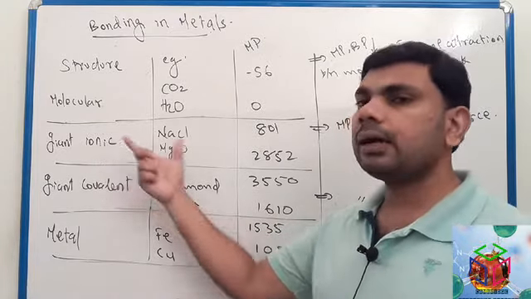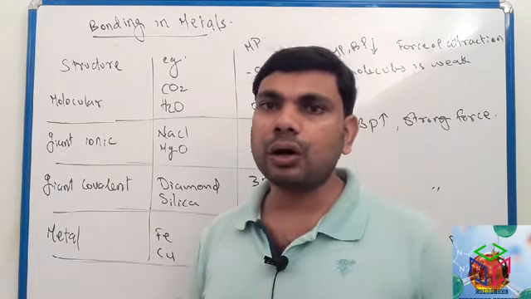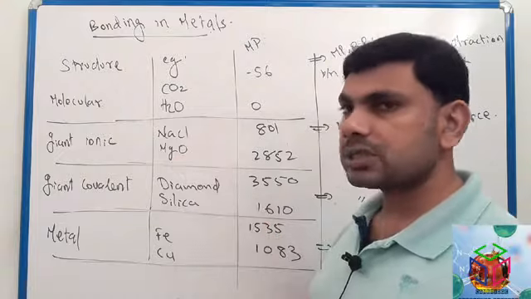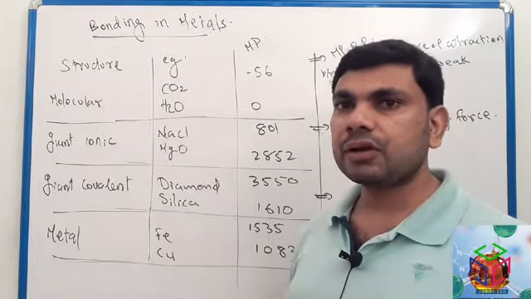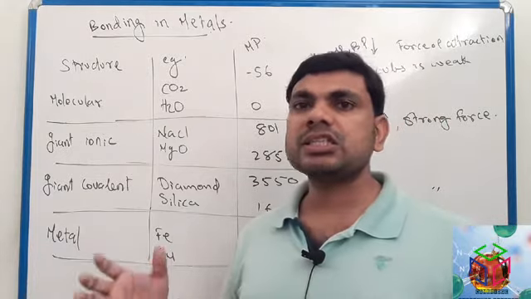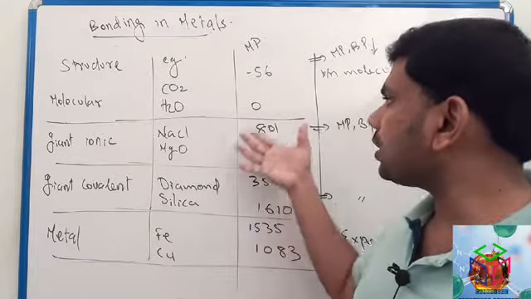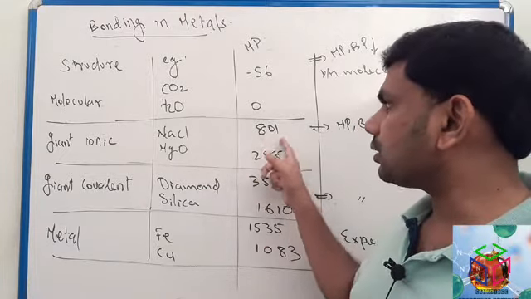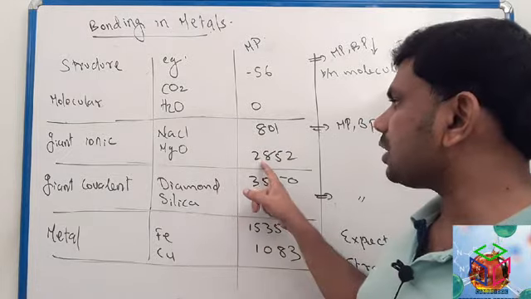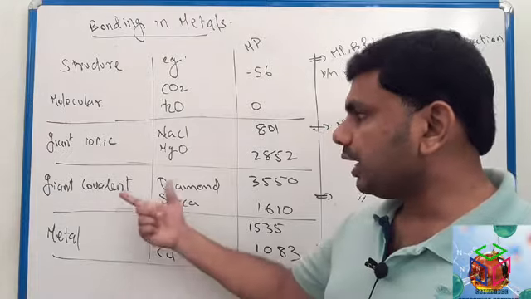Similarly, giant ionic structure means ionic compounds. Examples of ionic compounds are sodium chloride and magnesium oxide. They have a strong force of attraction between sodium and chlorine, Na plus and Cl minus. It is an electrostatic force of attraction. They have high melting and boiling points: in the case of sodium chloride, 801. Magnesium oxide, 2852.